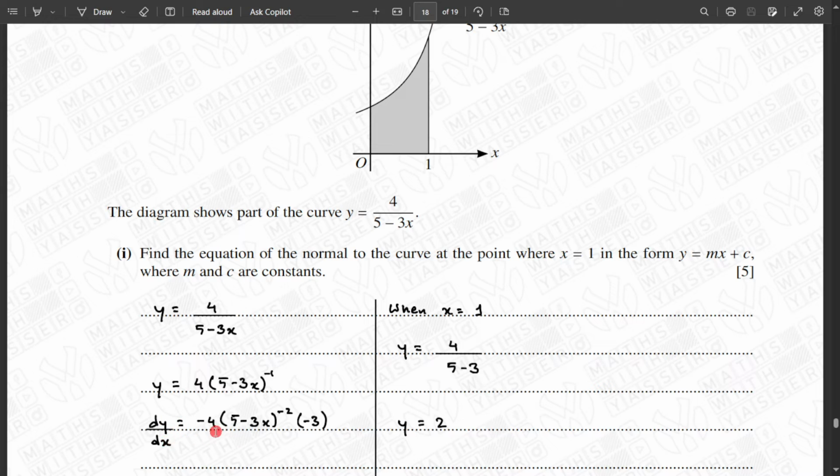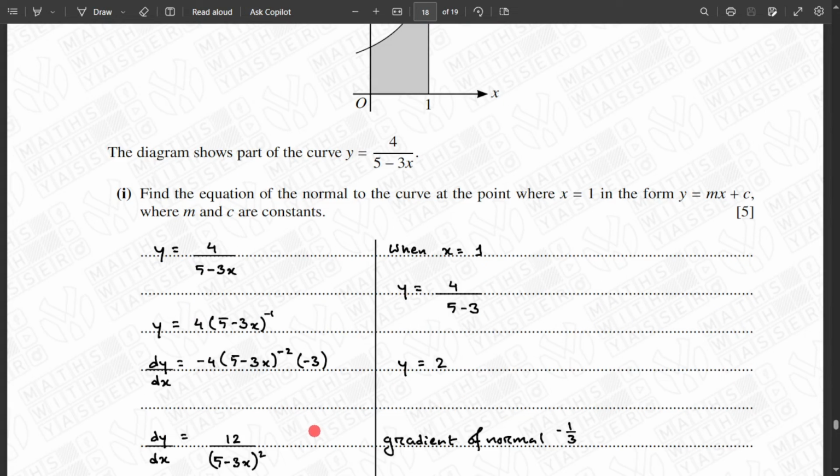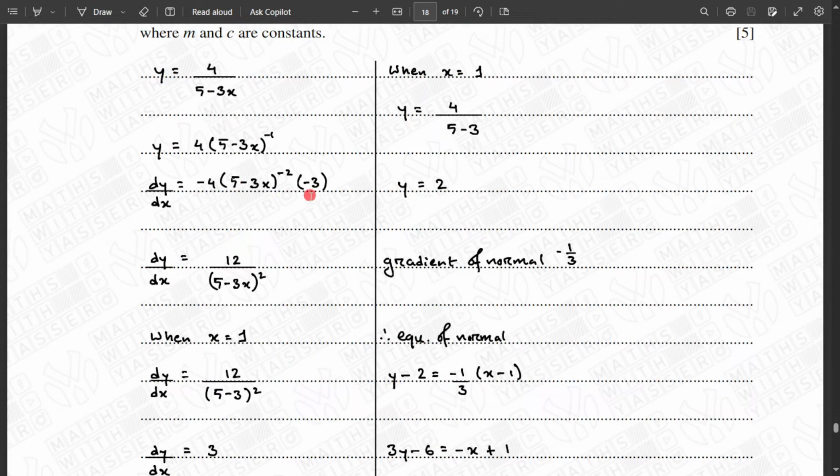So dy by dx will be minus 1 times 4, which is negative 4, and then the outside differentiation of (5 minus 3x) to the power minus 1 will give you minus 2, and the inside differentiation will give you negative 3. Simplifying, negative 4 times negative 3 gives positive 12, and this will be over (5 minus 3x) to the power positive 2.